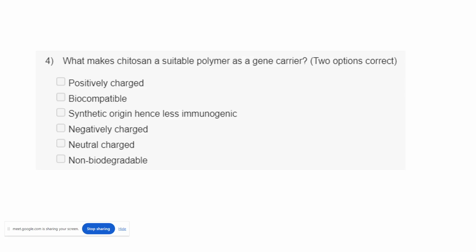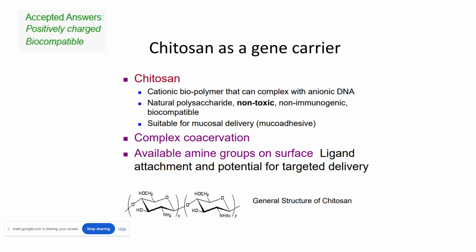Yes, both of you are correct. It would be positively charged and biocompatible. So chitosan has amine groups attached that provide this positive charge onto this polymer, and this basically can interact with the negative charge DNA. Also, it is naturally derived, so it is biocompatible as well. Natural polysaccharide.